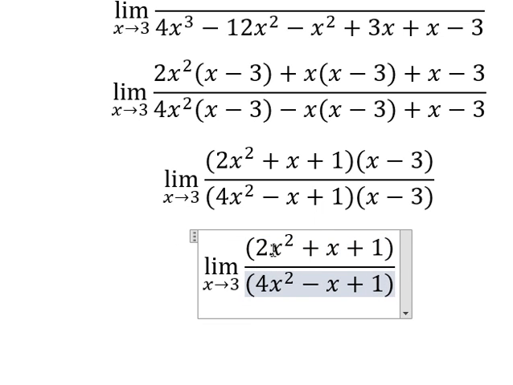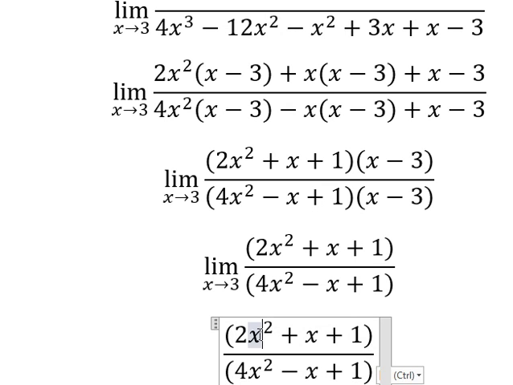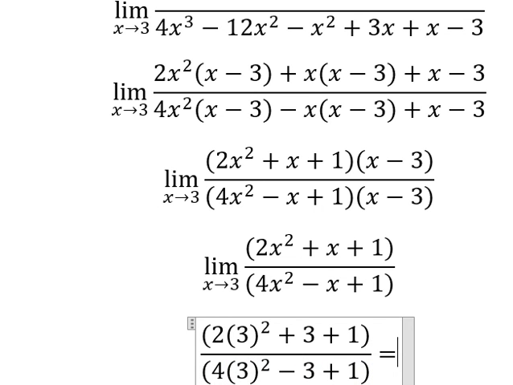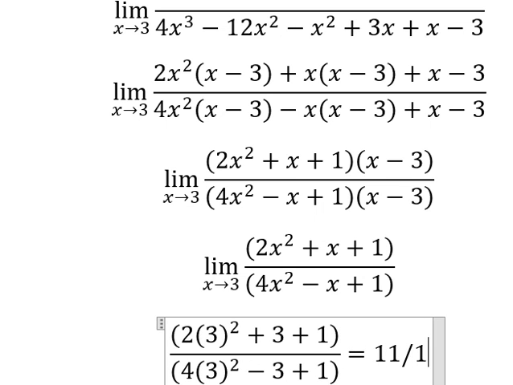Now we can put number 3 going here, here, here, and here. So we have the final answer. And we have 11 over 17.